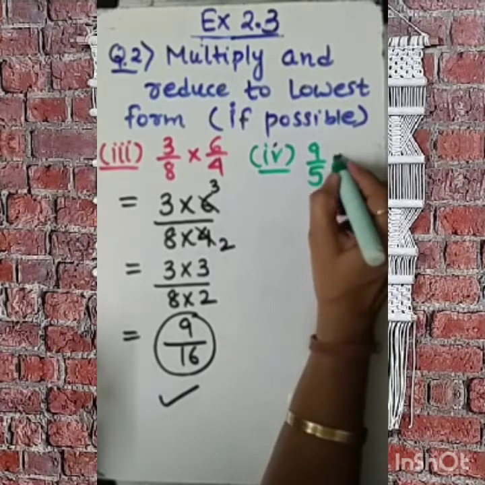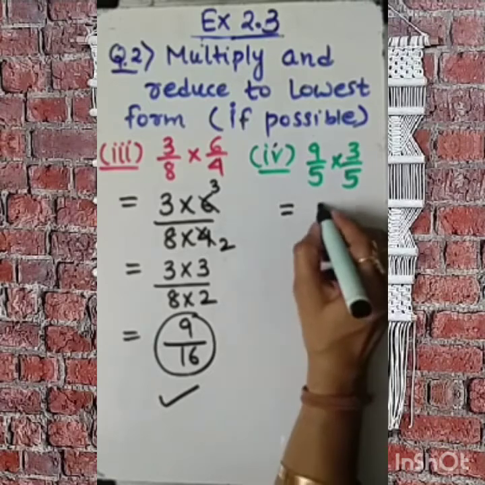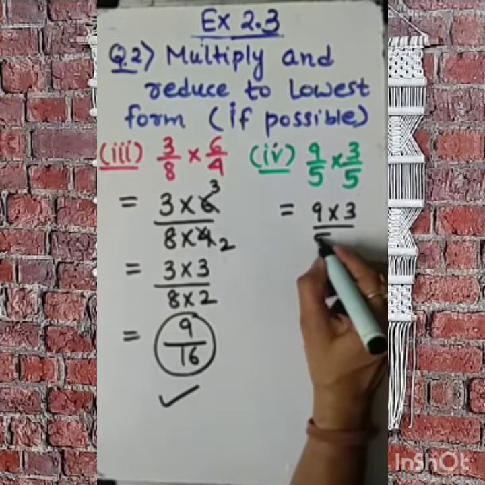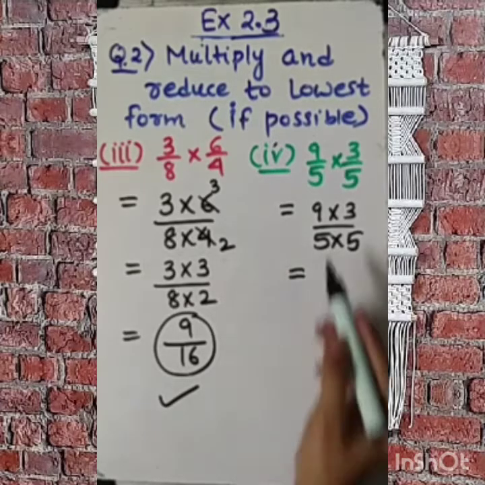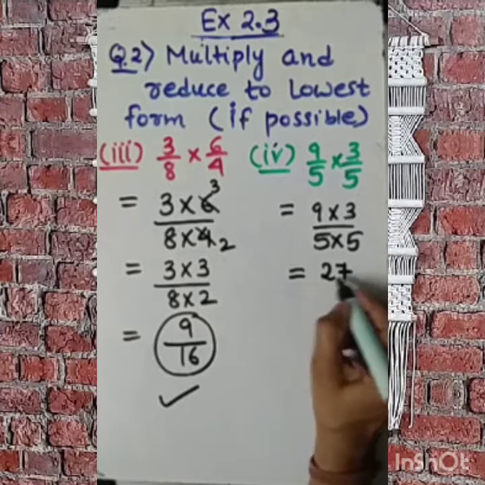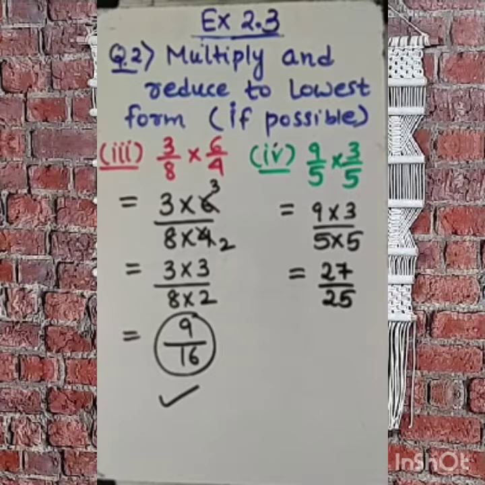9 by 5 into 3 by 5. So the fourth one is 9 by 5 into 3 by 5. So in numerator 9 into 3 and denominator 5 into 5. Here I can see denominator 5, but there isn't anything with 5 as a factor in numerator. So what to do? 9 3 27. 5 5 25. But dear student, 27 by 25 is an improper fraction.